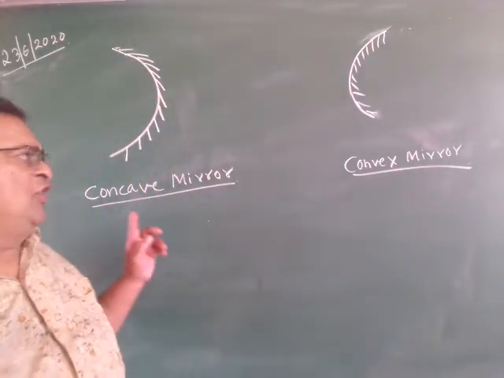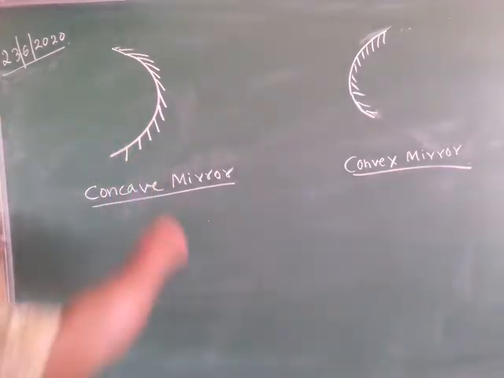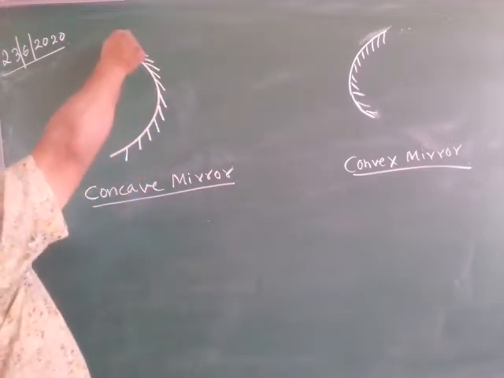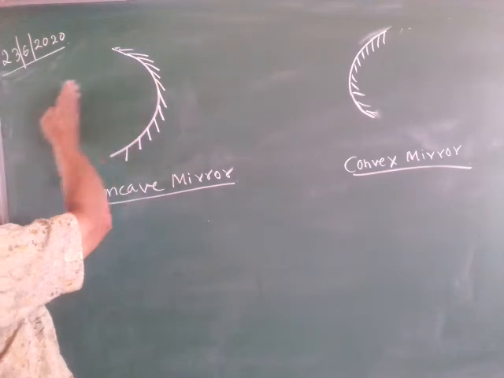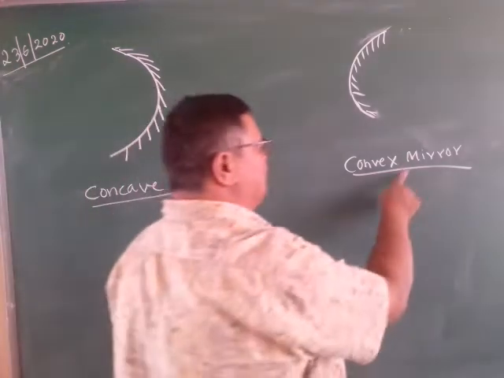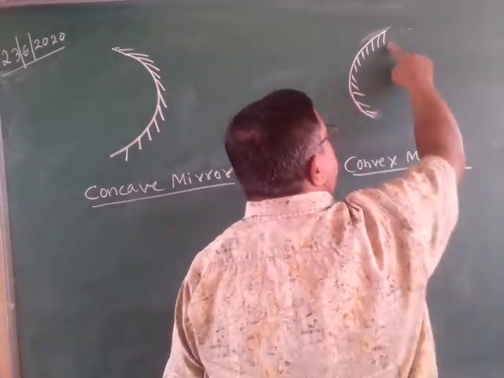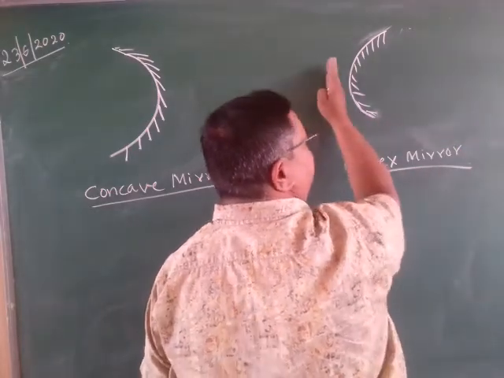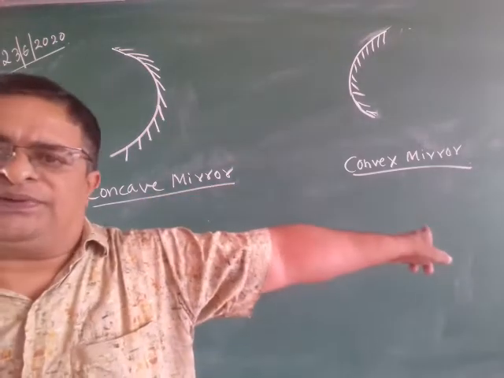So, I have drawn the diagrams of concave mirror and convex mirror. In the concave mirror, the back side of the mirror is silvered. So reflection takes place from this side. Okay, this is a concave mirror and this is a convex mirror. In the convex mirror, this side is silvered, so reflection takes place from this side.